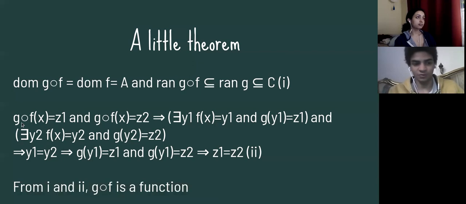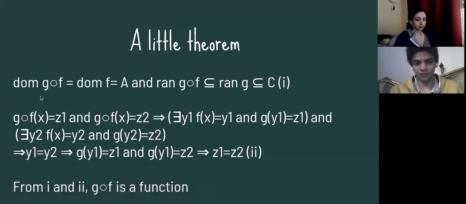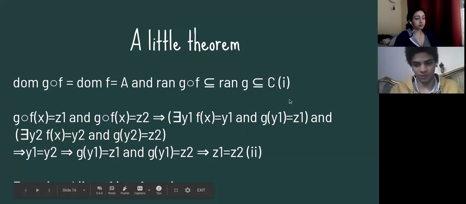So removing g composite f of x equals z1 and plugging in its definition, and then removing g composite f of x equals z2 and putting it in its definition. And then we just observe a few things, like here you have f of x equals y1, f of x equals y2. Since f is a function, then y1 equals y2, by the definition of f again. And then this would leave z1 and z2. And so overall, this proved that g composite f would be a function.